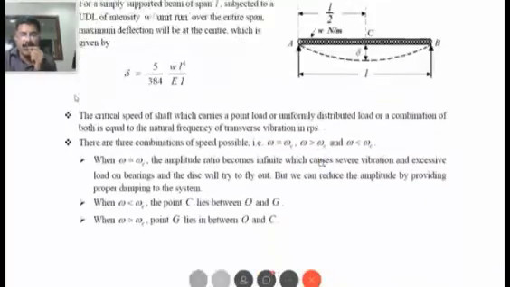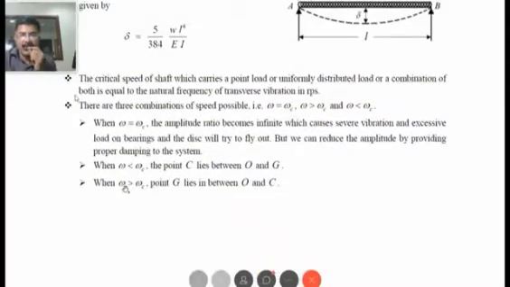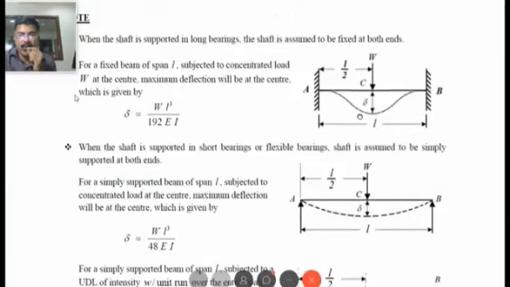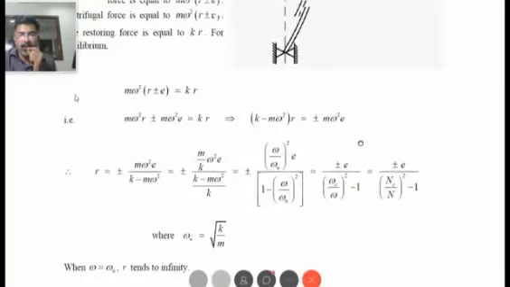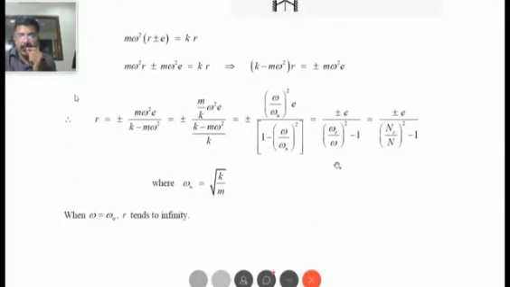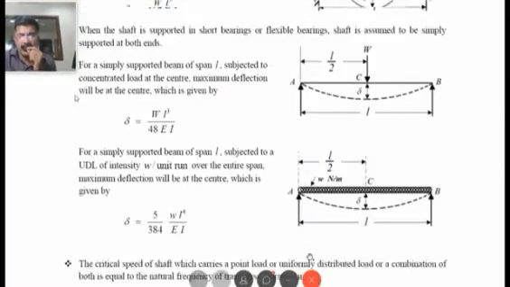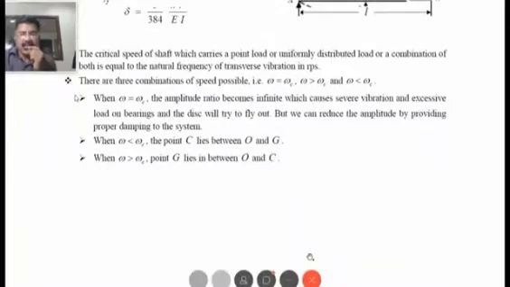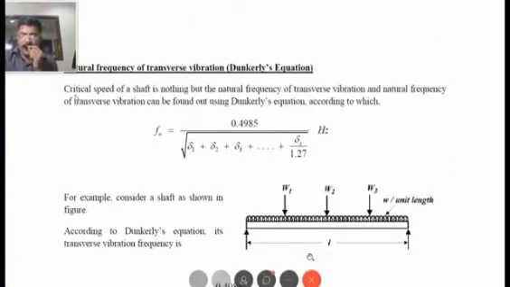Now, at supercritical speed, when the shaft rotates at a speed more than the critical speed, omega greater than omega c, the point G lies between O and C. So R minus E is the equation that we have discussed earlier. Now, these are things you have to remember for solving some problems.